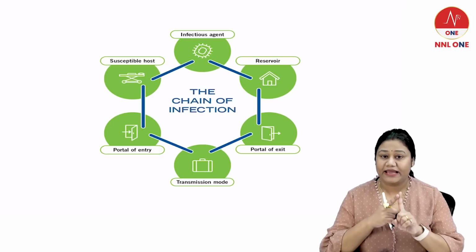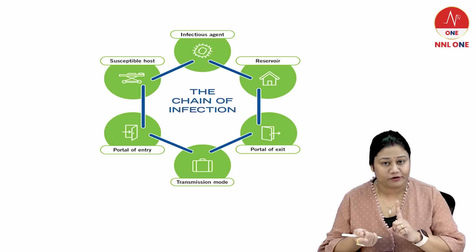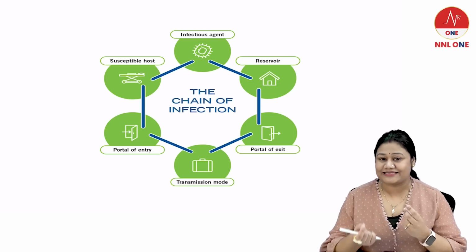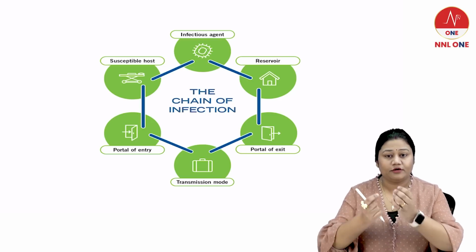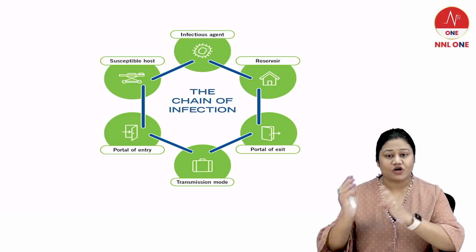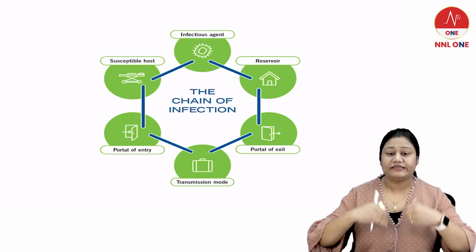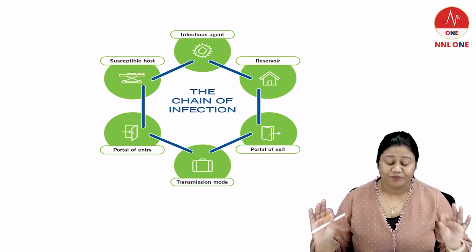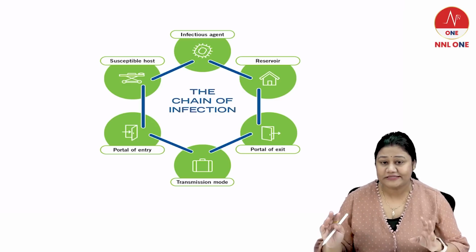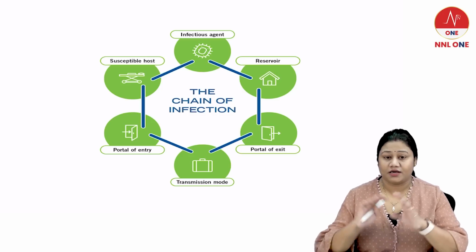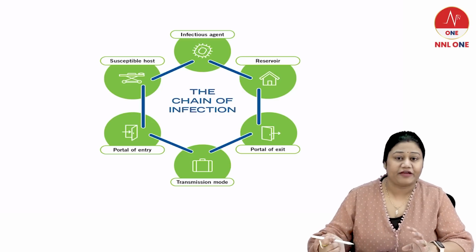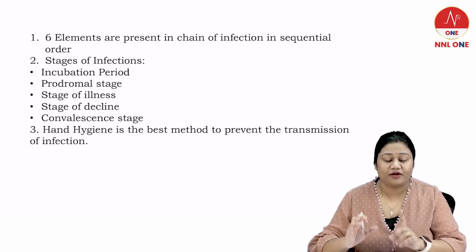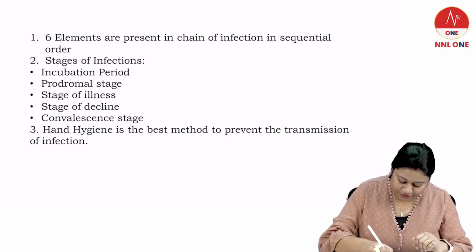The first is agent, which is the infectious or pathogenic microorganism. Second element is the reservoir. Third is portal of exit. Then transmission, the mode of transmission, then portal of entry, and it will enter into the susceptible host. So in total, how many elements are there in the chain of infection? 6 elements. One point which is clear.